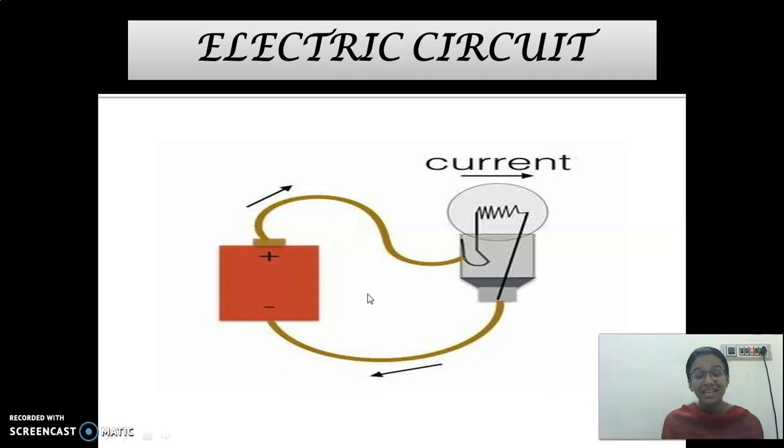So we had seen in the last part how to connect a bulb to an electric cell. There you can use tape for connecting the two wires. And one more thing, you have an activity there.